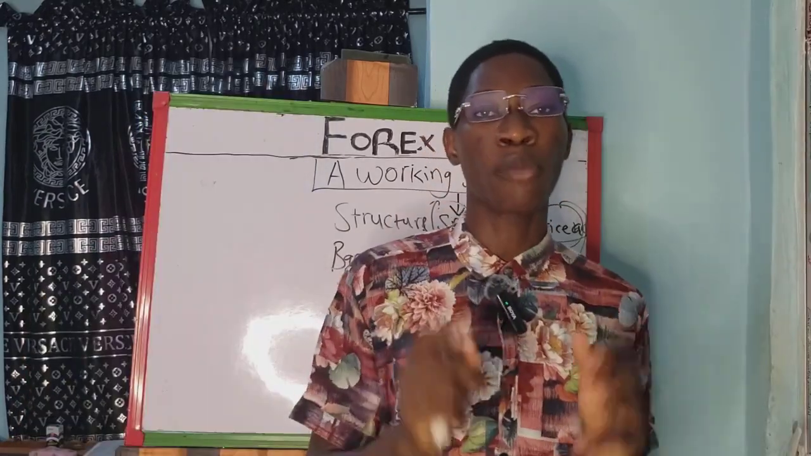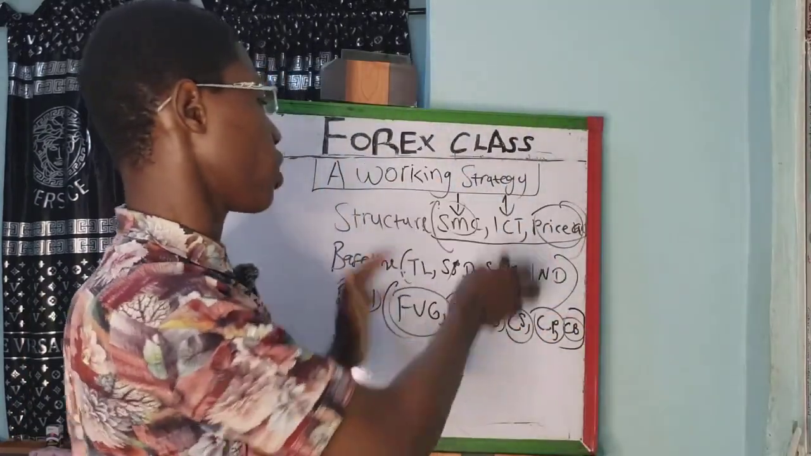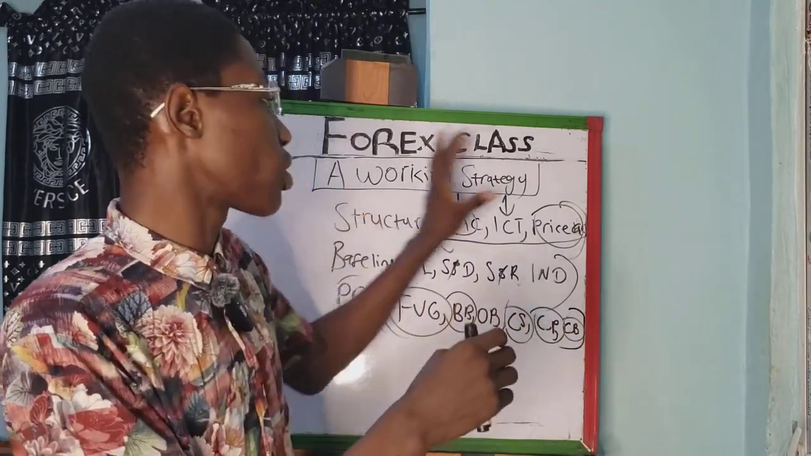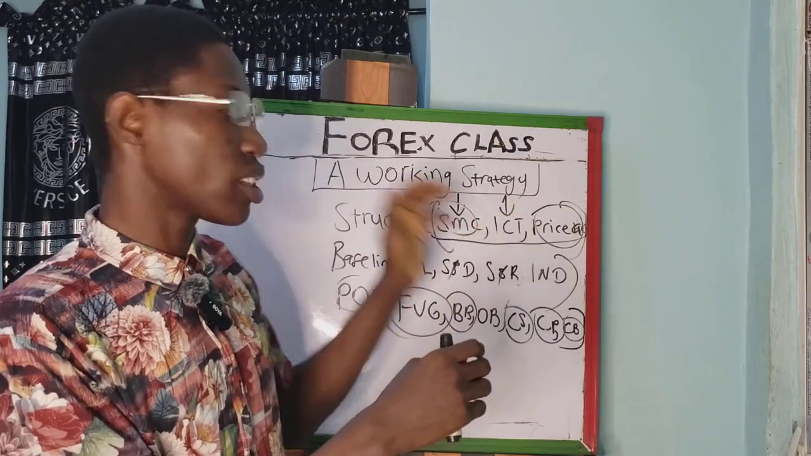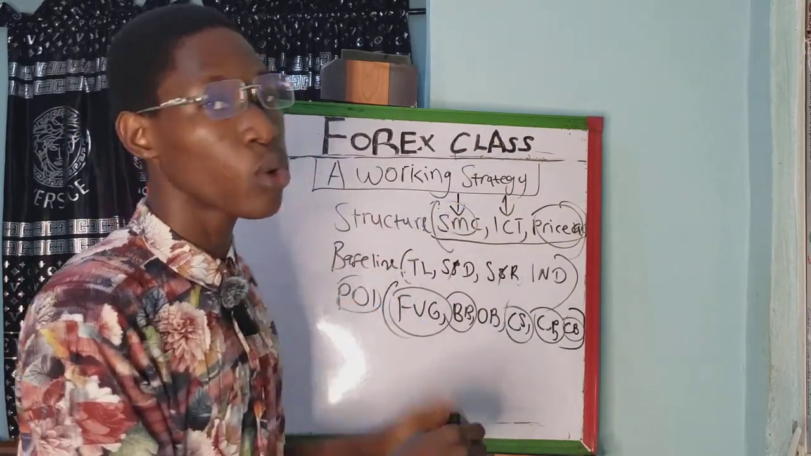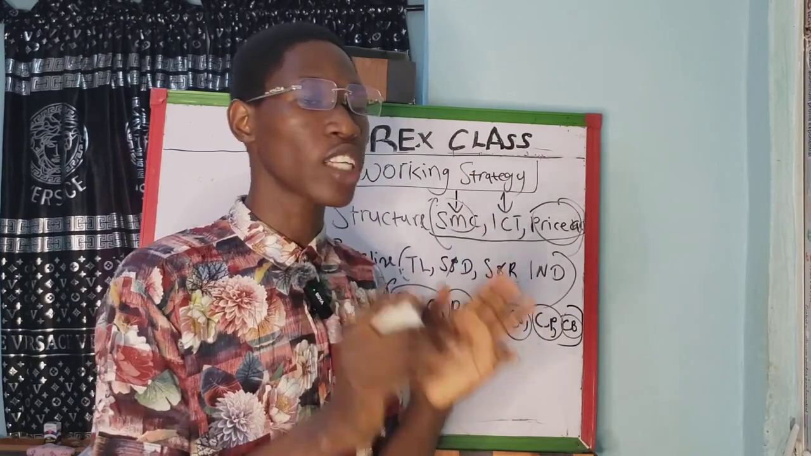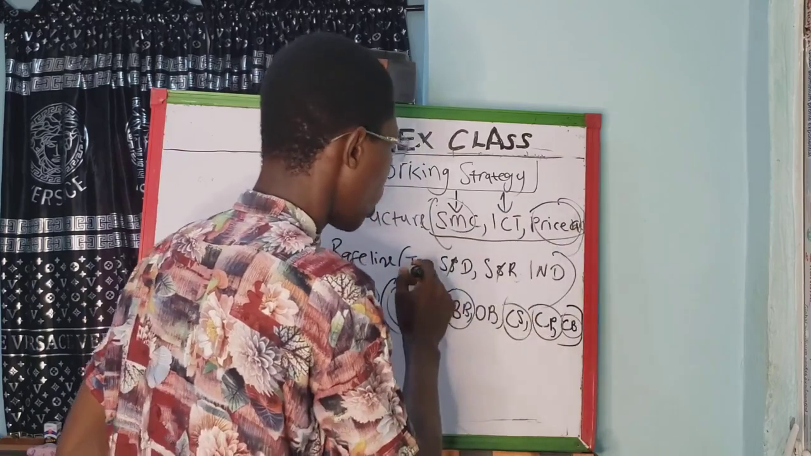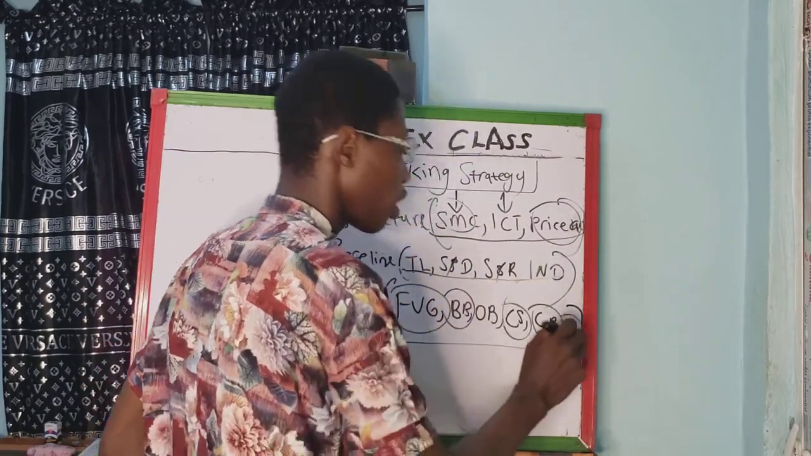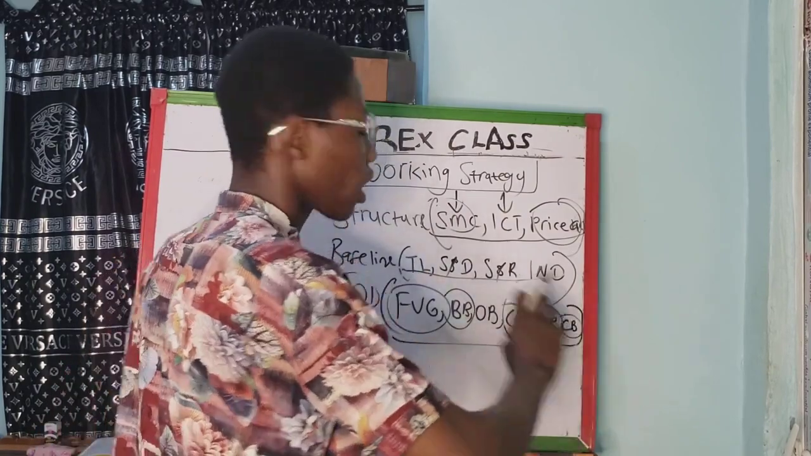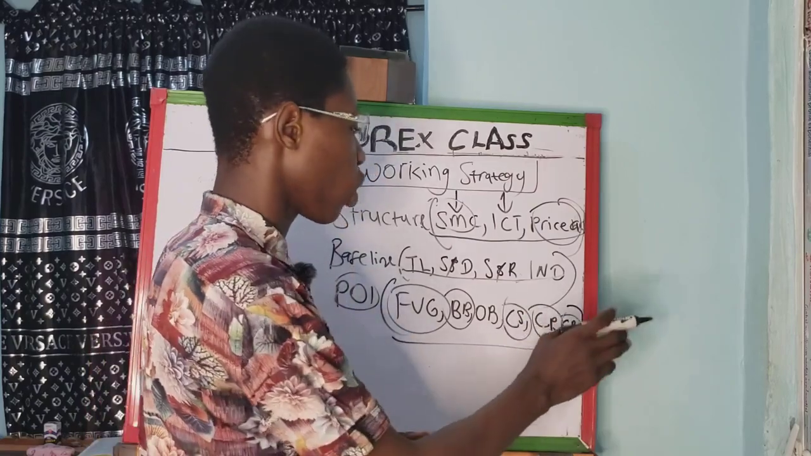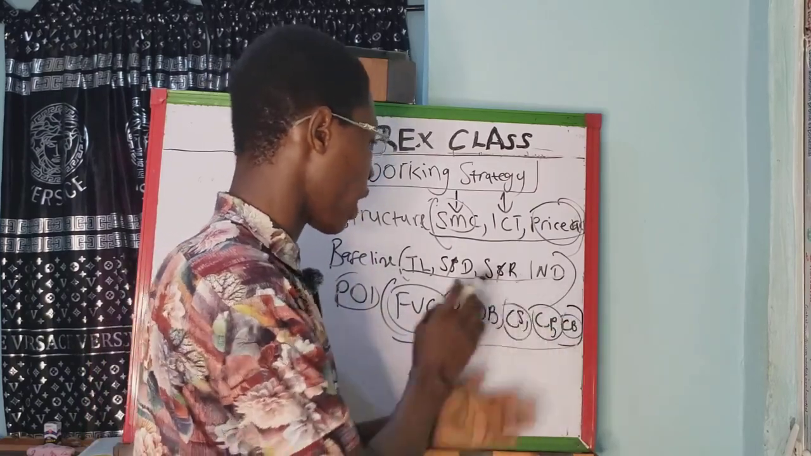So for those of you that might want to take a screenshot of this, you can take a screenshot. This is how you create a working strategy, right? This is how it is: structure, baseline and POI. And listen, do not try to use everything. Do not try to use SMC, ICT, price action, POI, everything here as your entry method. The others, there's OHL and some other things I didn't write here.